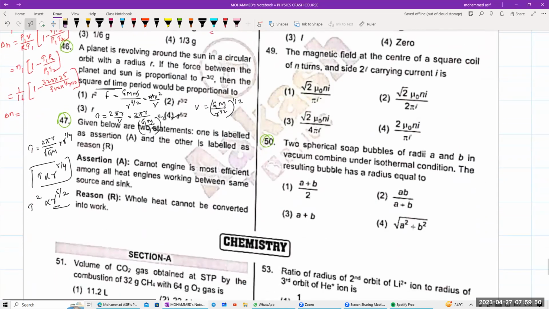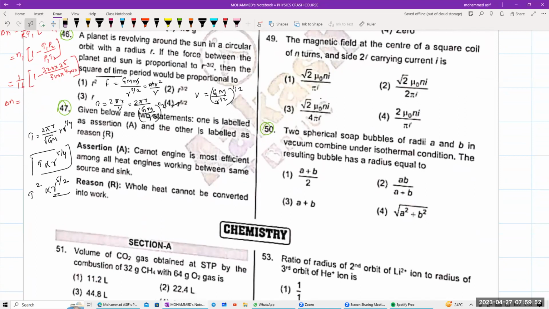Sure. Question number 50 try करिए एक बार. Direct question है. Two spherical soap bubbles of radius A and B are in vacuum combined under the isothermal conditions. The resulting bubble will be equal to how much? Resulting bubble का formula R = √(R1² + R2²). यानी यहाँ पर radius A and B दे रखा है, तो √(A² + B²). Directly formula based question है बेसिक. अगर आपने प्रैक्टिस नहीं किया तो एक बार सरफेस टेंशन निकाल के प्रैक्टिस कर लीजिए, उसमें से आंसर डायरेक्टली निकल जाएगा. Fourth option will be the answer.